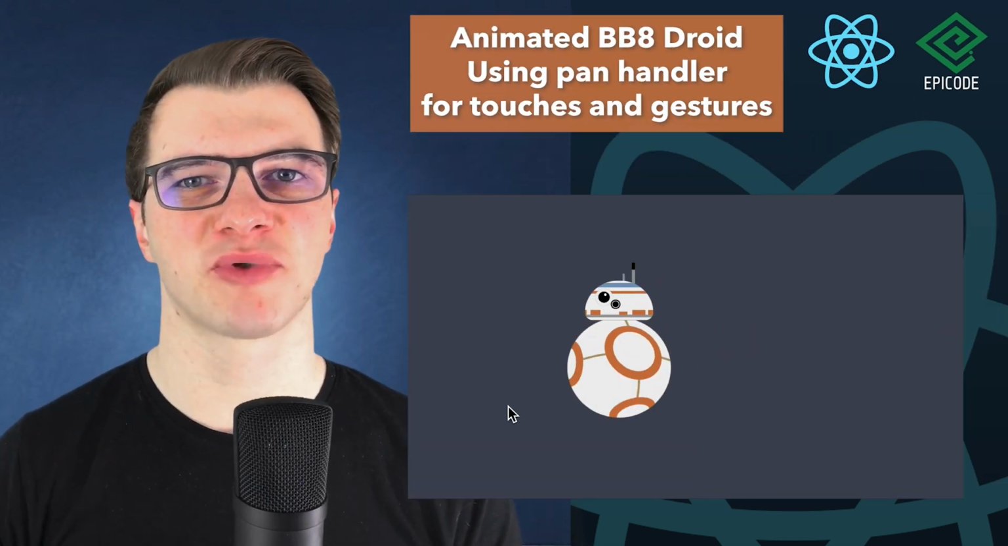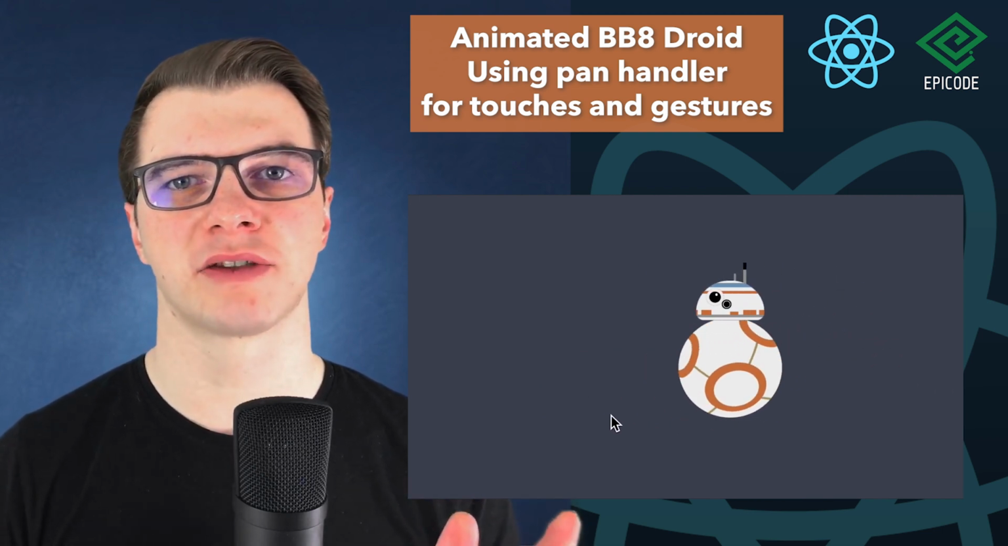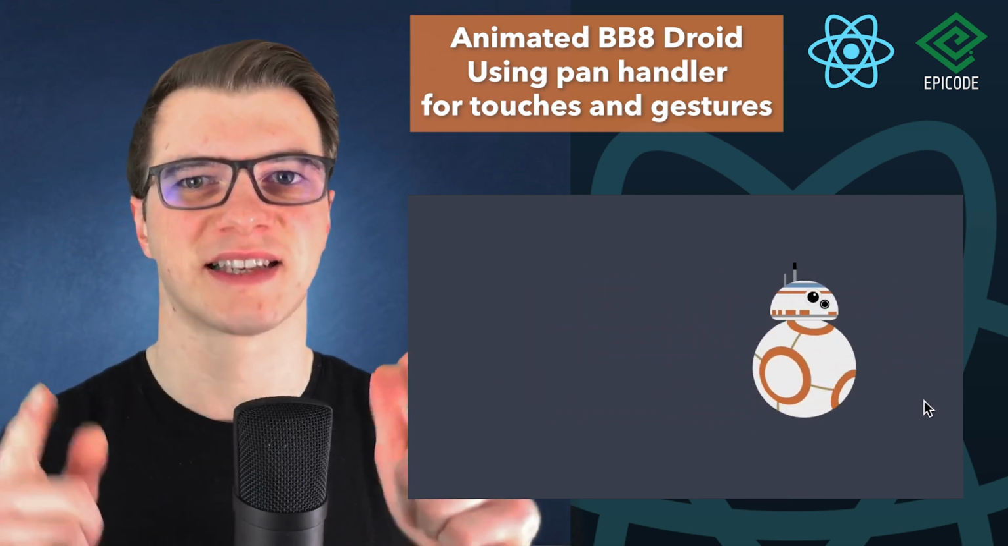Previously we created BB-8 droid component using React Native. This time we will add some cool animations to it. The droid will follow our touches and gestures. We will make it roll to the sides and move its head to change the direction it looks. Let's get started.